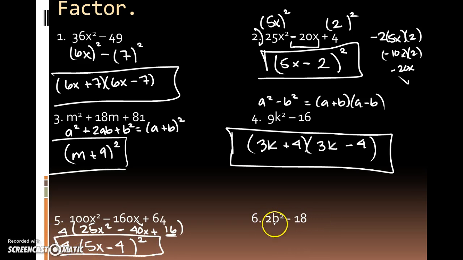Okay, for this one, should be difference of two squares because there's only 2 terms, but it doesn't work. So I'm looking at this, and I know that 2 goes into both of them. And I have b squared minus 9 left over. And then from here, you can use your difference of 2 squares, which is right there. So this is going to be b plus 3 and b minus 3.